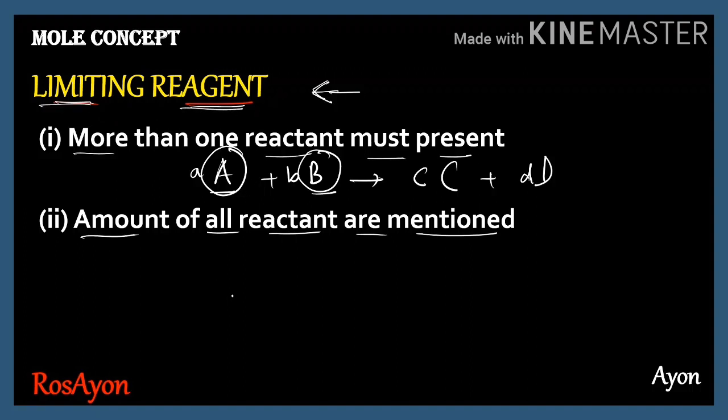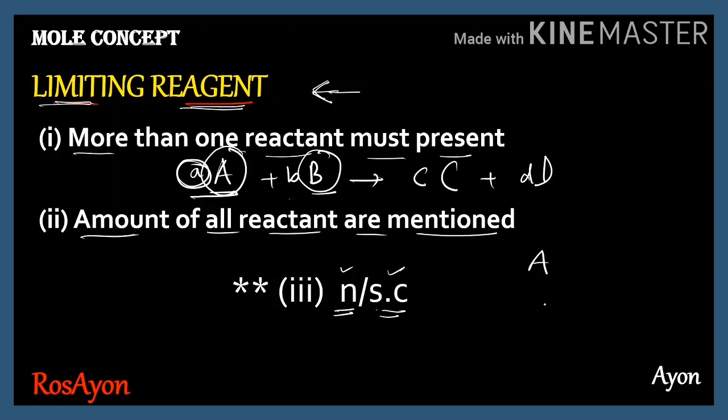This is very important, and this is n divided by SC. That means number of moles of reactant divided by stoichiometric coefficient of the reactant. You have to determine the number of moles of reactant divided by stoichiometric coefficient of the reactant. Clear? Here reactants are A and B. So for A, that is equal to number of moles of A divided by stoichiometric coefficient of A, and for reactant B, that is nB divided by stoichiometric coefficient of B.